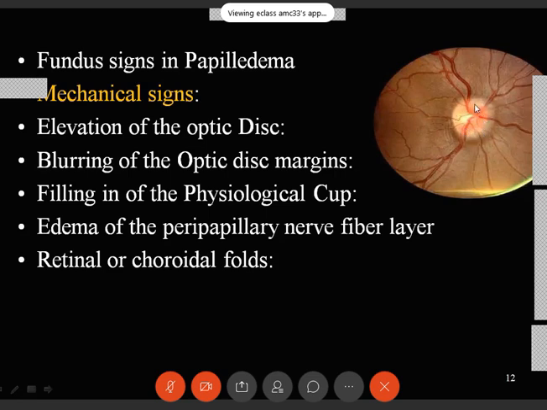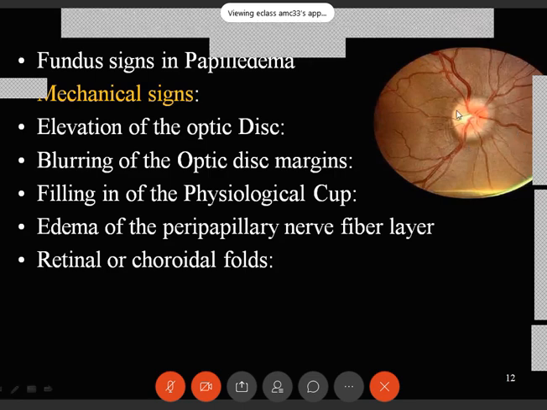Filling of the physiological cup: due to the edema changes, the physiological cup is filled up. There is edema of the peripapillary nerve fiber layers. As the edema advances, it leads to retinal and choroidal folds.